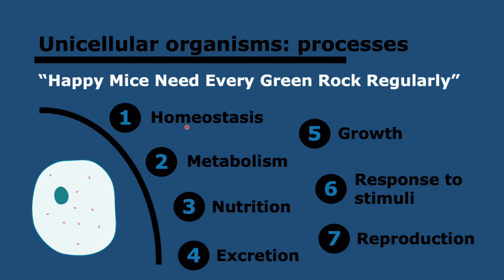Homeostasis, which is maintaining a constant internal environment in an organism. Metabolism, which is all the chemical reactions that occur in a living organism. Nutrition, which is just having the nutrients required for energy and growth. Excretion, which is removing the waste products of metabolism. Growth, which is an increase in size, or if you're multicellular, having more cells. Then the response to stimuli, which is perceiving stimuli and carrying out appropriate actions in response.